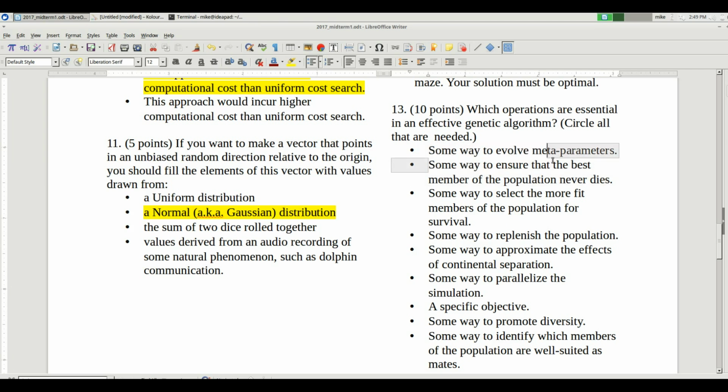Do you need some way to ensure that the best member of the population never dies? No, in fact, that's a bad idea. It's important to have the best member of the population die, and that's counterintuitive. Why is it important? Because if the best member of the population never dies, he kind of becomes a dictator that chains your population to the local optimum that he first finds. And that happens in the real world, too.